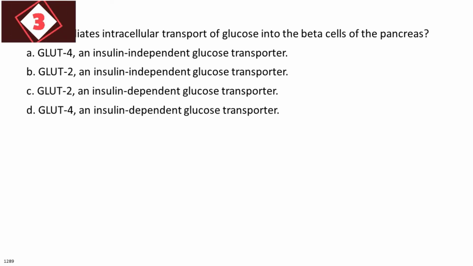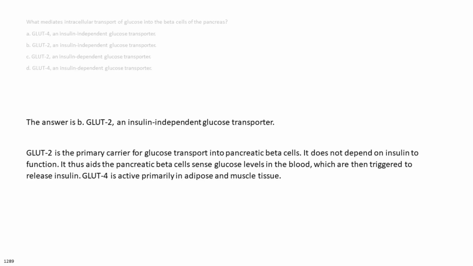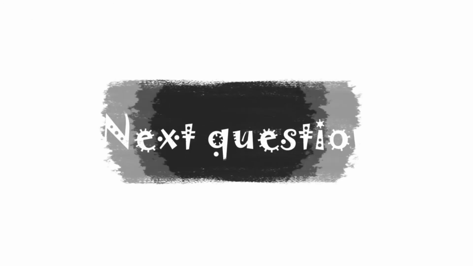The answer is B. GLUT2, an insulin-independent glucose transporter. GLUT2 is the primary carrier for glucose transport into pancreatic beta cells. It does not depend on insulin to function. It thus aids the pancreatic beta cells in sensing glucose levels in the blood, which then triggers them to release insulin. GLUT4 is active primarily in adipose and muscle tissue.